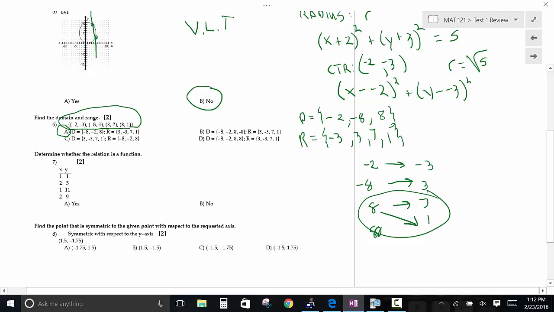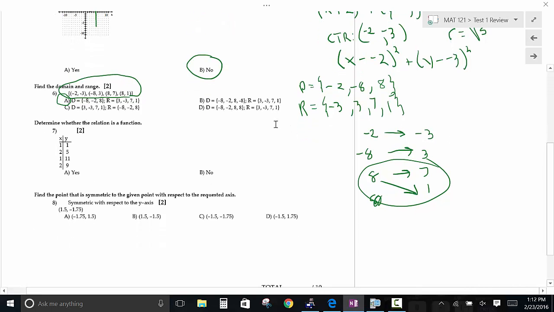Okay, you've got an x that's going in 2 or more directions. So that would not be a function, like that. Okay, all right. How about the next one? Is it a function? Yes or no?